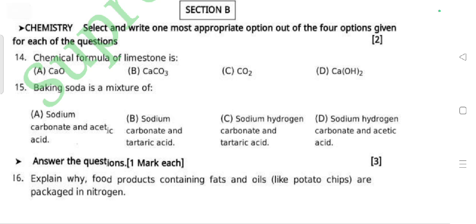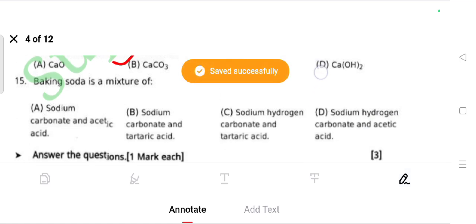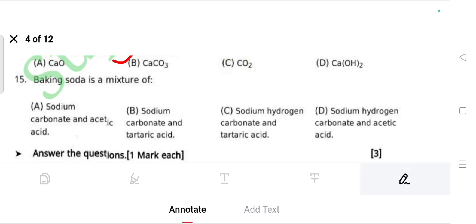Now come to biology and chemistry, part B. 3 multiple choice questions. First one, chemical formula for limestone. The chemical formula for limestone is CaCO3. Baking soda is a mixture of sodium hydrogen carbonate and tartaric acid.